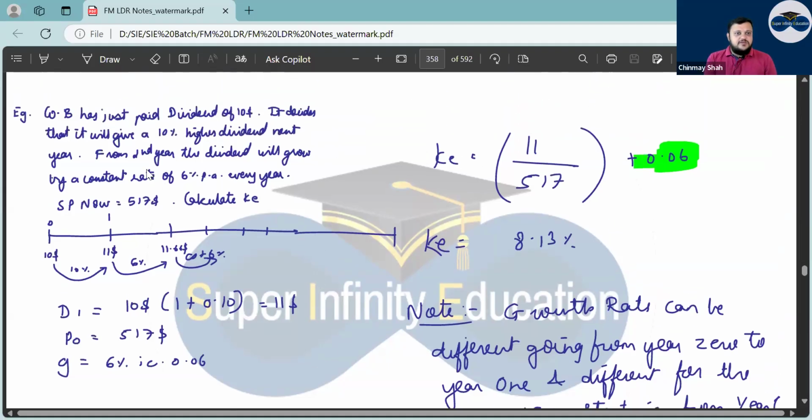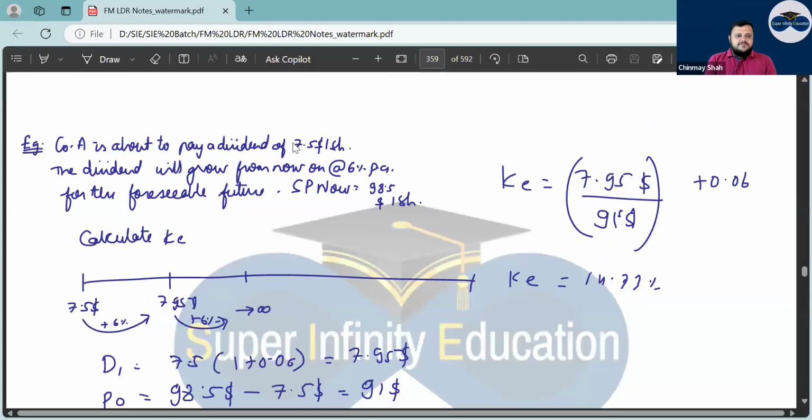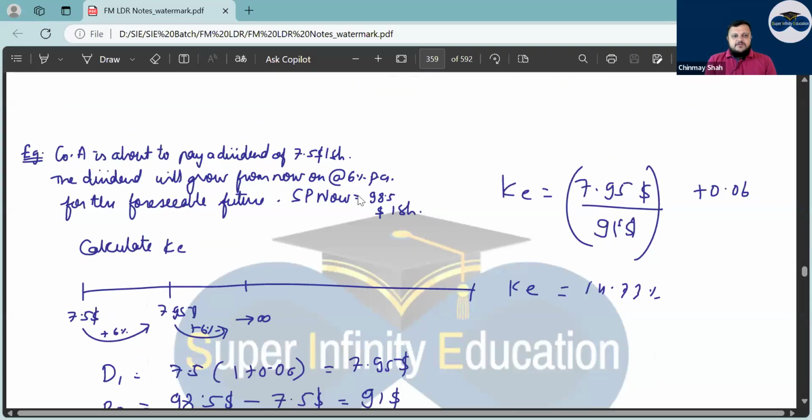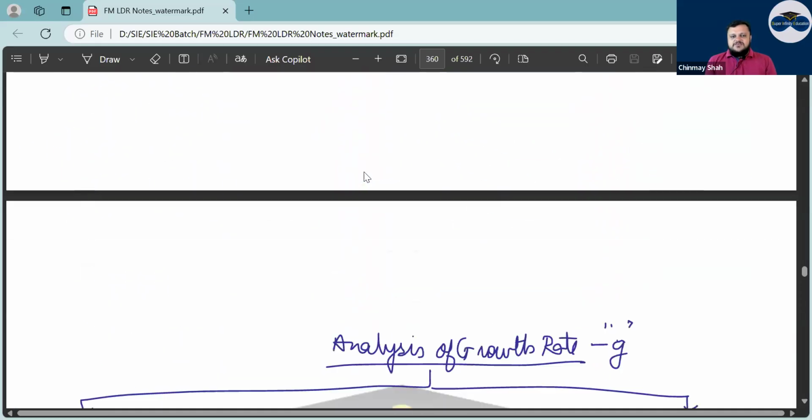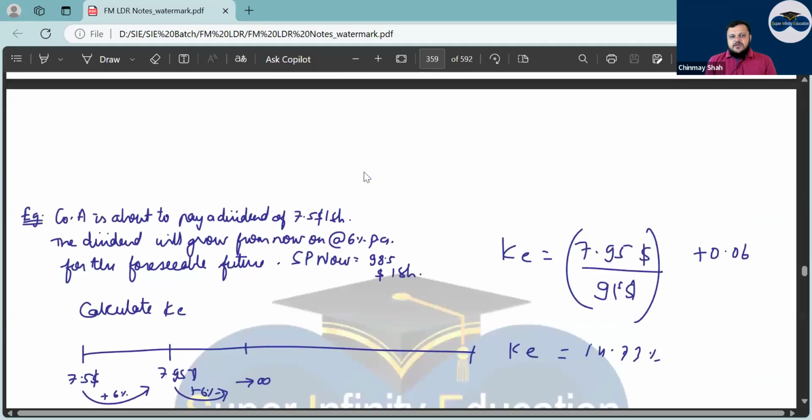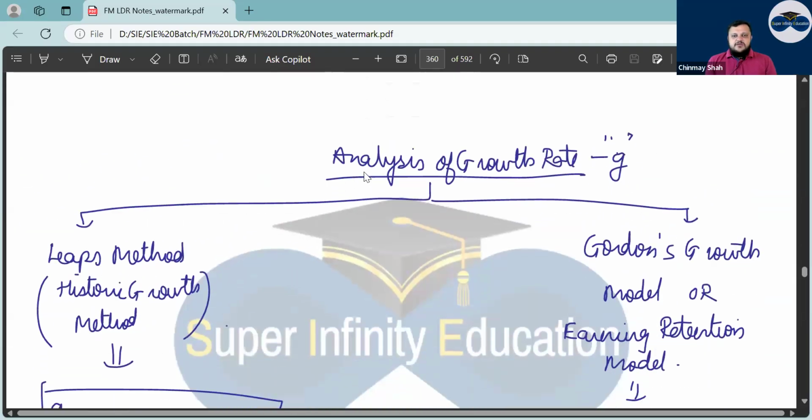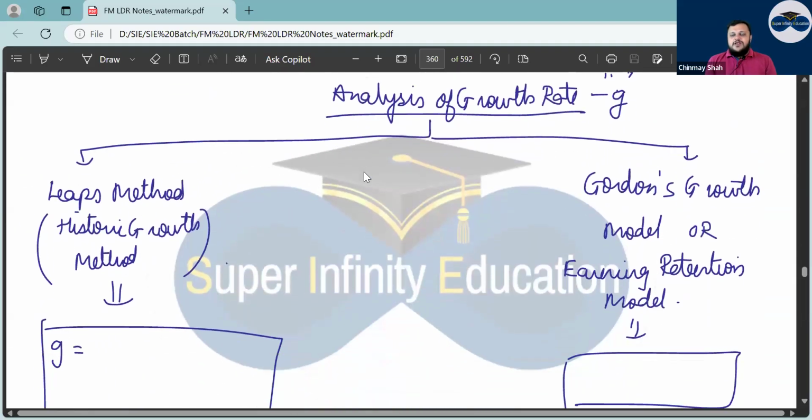So have a look here. It decides that it will give a 10% higher dividend next year. From the second year, the dividend will grow by a constant rate of 6% per annum every year. Correct? Share price now is 517. Accordingly, we did the calculation. Have a look. Generally, these are advanced questions in the exam, so read the question very properly. Then how to calculate growth rate, right?